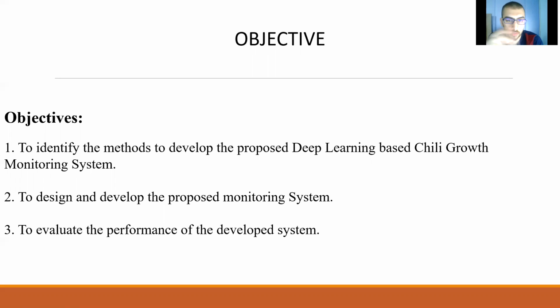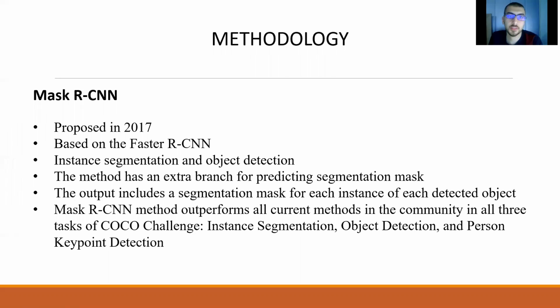The objectives of our study touch three main milestones. First is to identify the methods to develop the proposed deep learning based chili plant growth monitoring system, then to design and develop the proposed monitoring system, and lastly, to evaluate the performance of this system.